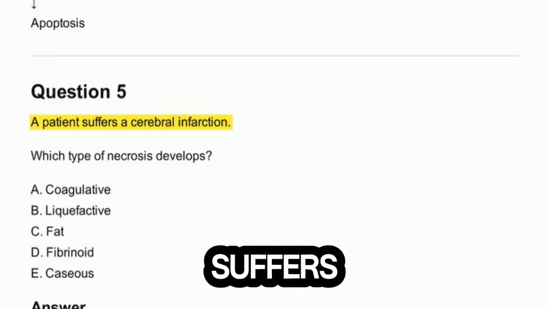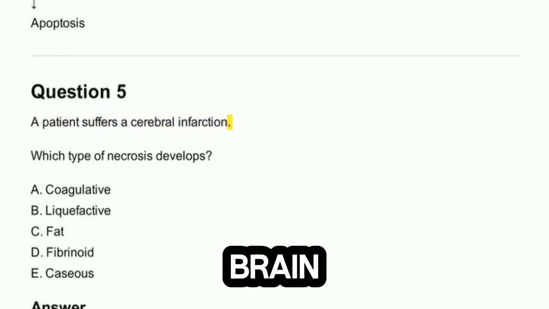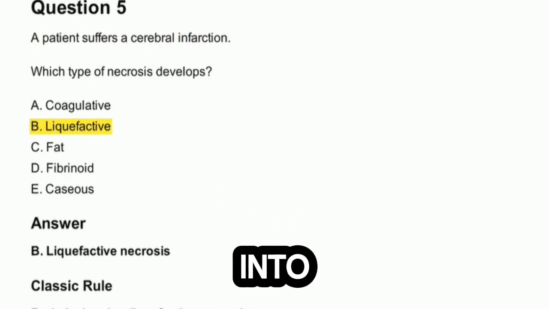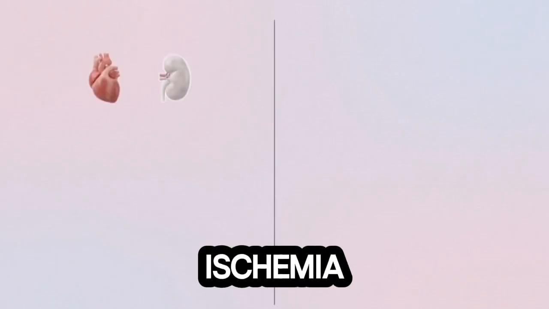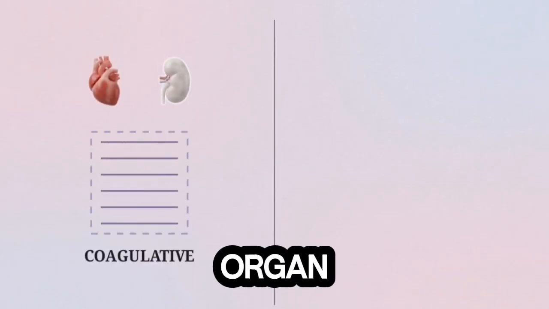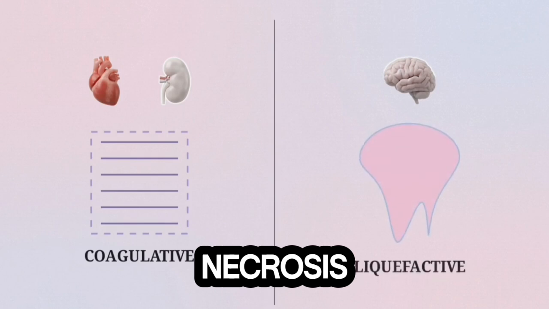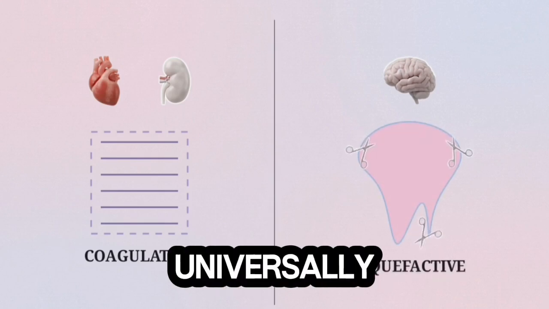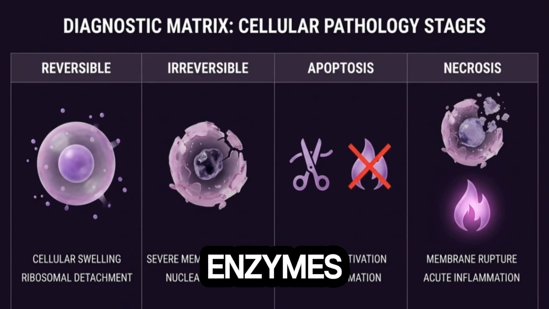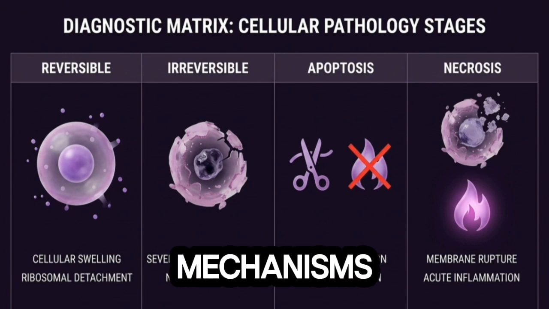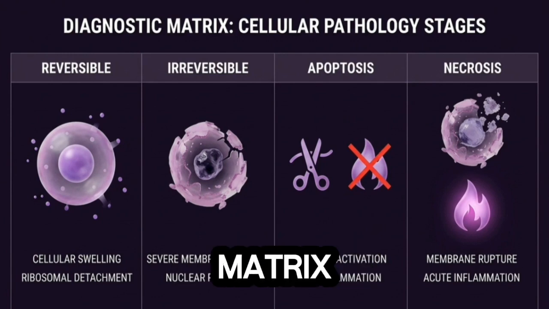A patient suffers a cerebral infarct, and the dead brain tissue is completely destroyed into a liquid, viscous mass. Brain tissue follows a strict high-yield rule. While ischemia in almost every other solid organ causes coagulative necrosis, ischemia in the brain universally results in liquefactive necrosis, driven by destructive enzymes. We can organize all of these mechanisms into a clear diagnostic matrix.